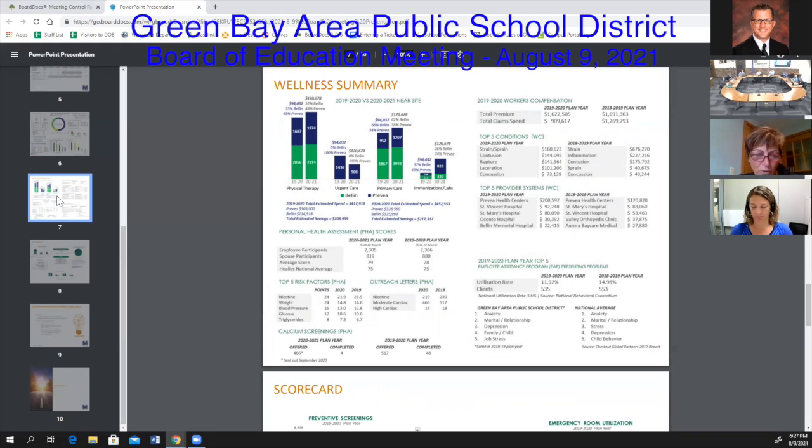Okay, the next data set, again, a busy screen, is on a wellness summary. And here we're looking to revamp this and continued on our scorecard that we'll talk about next. But here we're just looking year over year at the services we put in place with Bellin and Prevea.